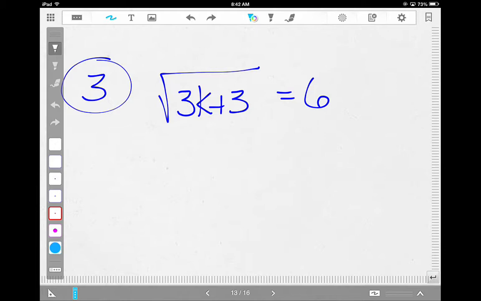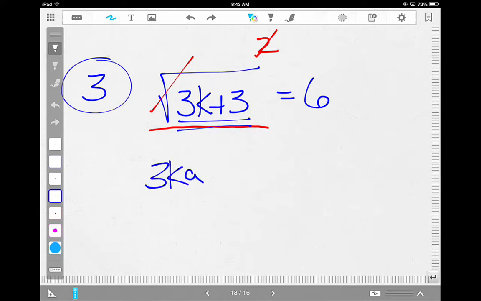Again, example number 3, more underneath the square root, but it doesn't change what I do. The entire left side of this equation is under a square root. So squaring will eliminate or undo that square root, leaving me just the 3k plus 3 that was underneath to begin with.